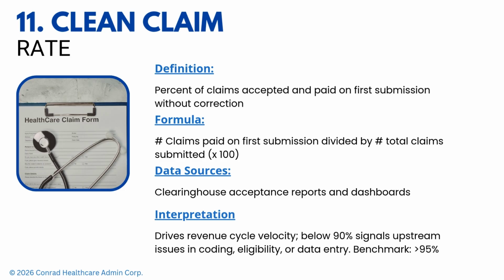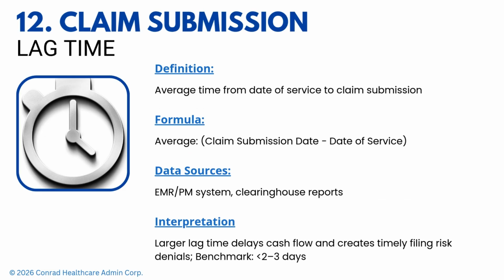The clean claim rate drives revenue cycle velocity. So a clean claim rate that is below 90% can signal upstream issues in coding or in eligibility or in data entry or all of the above. And one benchmark that is out there is a clean claim rate that is greater than 95%.